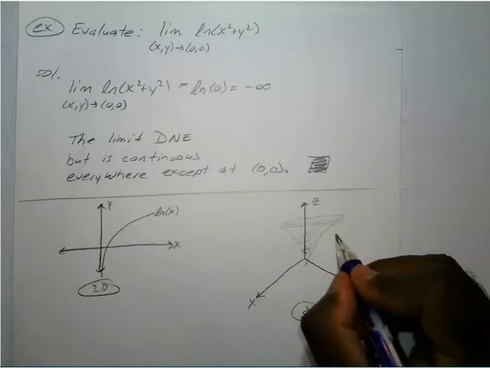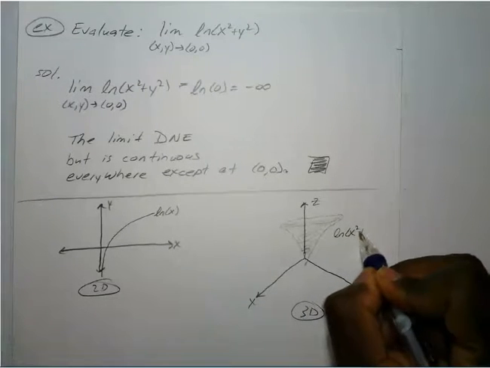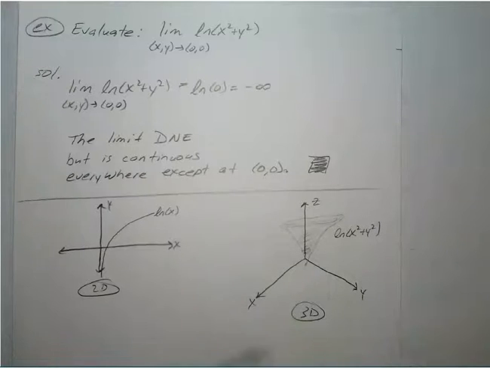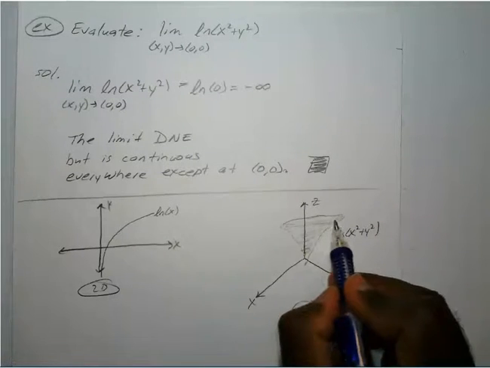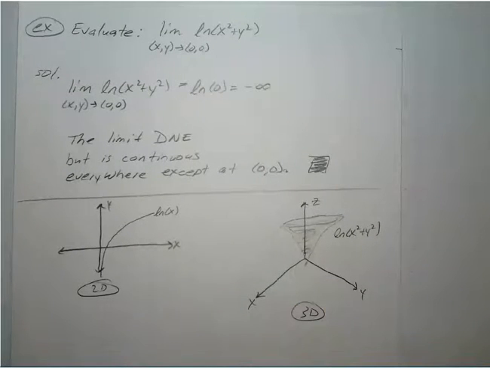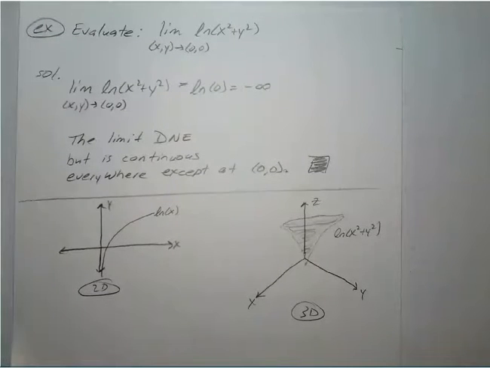Of course, if you just Google the natural log of x squared plus y squared 3D graph, it'll give you a much better picture. But that's just if you're curious as to what it would actually look like. All right. Okay, so if you are still writing, feel free to press pause. But we're going to go ahead and go to our next example.